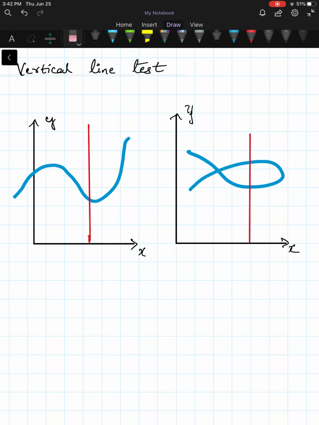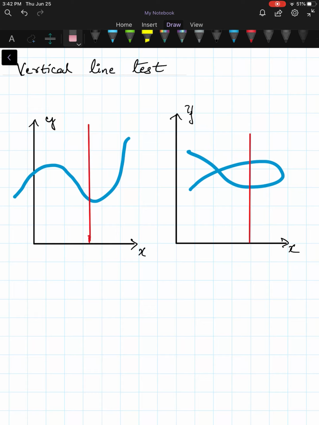Hello students, welcome back. In this video we will learn about the vertical line test, as well as learn how to tell, given an equation, whether it represents a function or not.